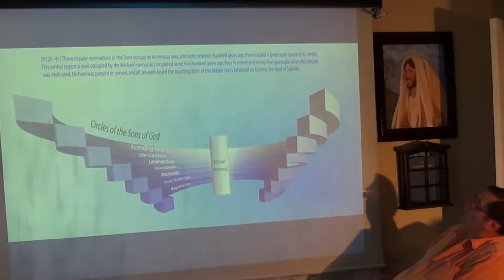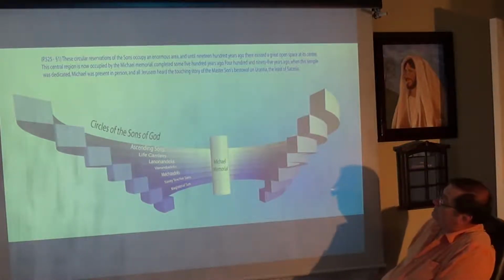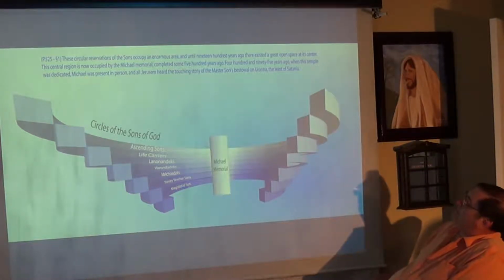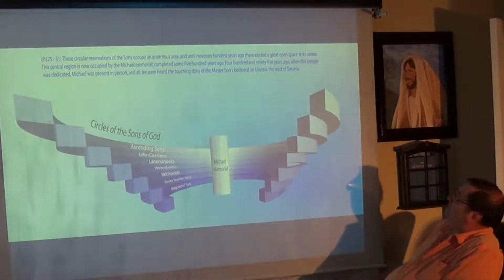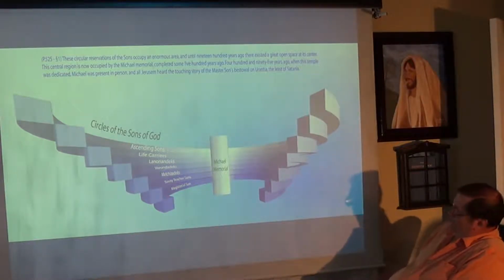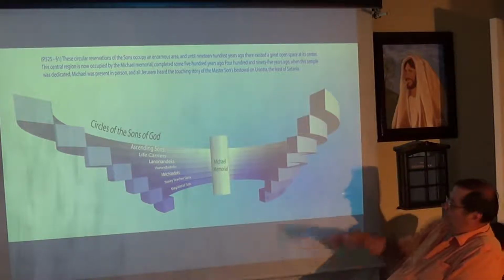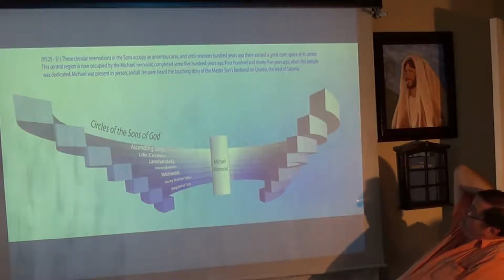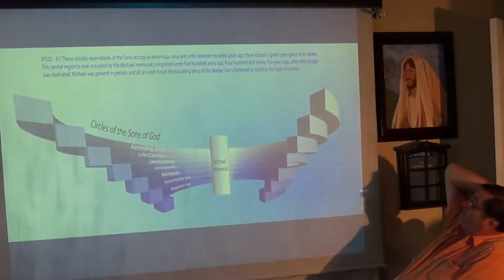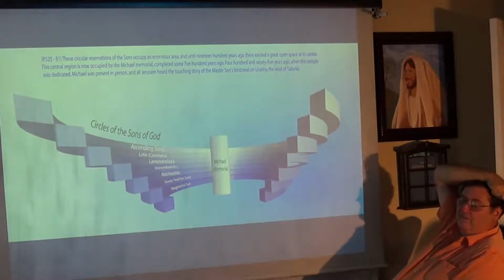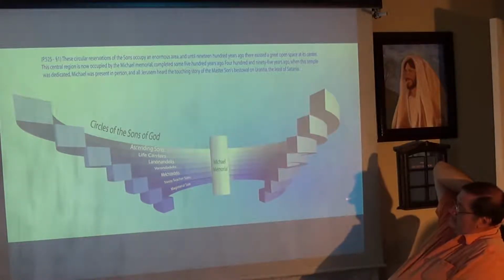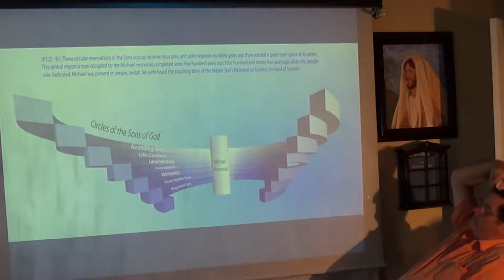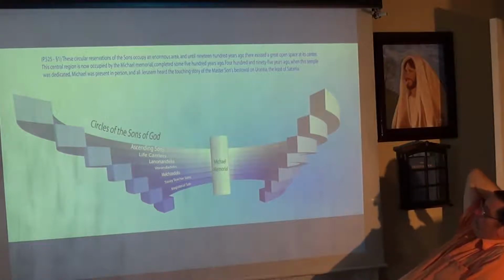495 years ago, when this temple was dedicated to Michael, he was present in person, and all Jerusalem heard the touching story of the Master Son's bestowal on Urantia, the least of Satania. Isn't that interesting? So that's the Michael Memorial, started 1900 years ago and finished around 500 years ago. It took 1,400 Earth years to build it. Well, maybe Jerusalem years, Rodney. So that's a long time, right?